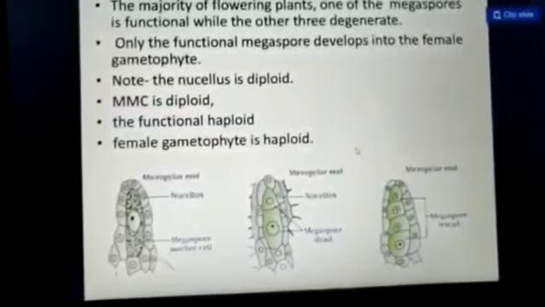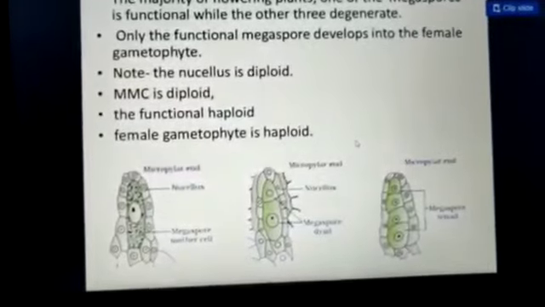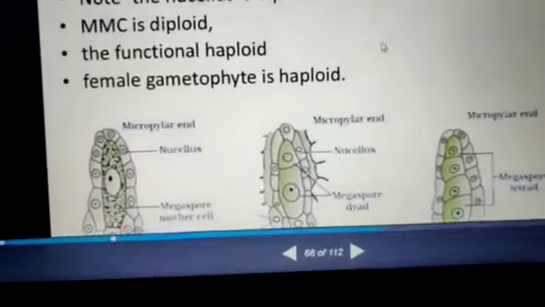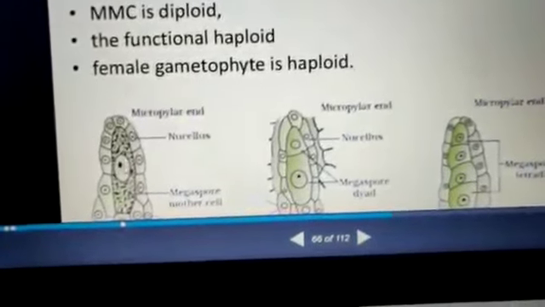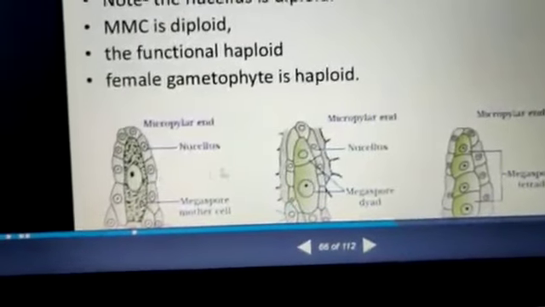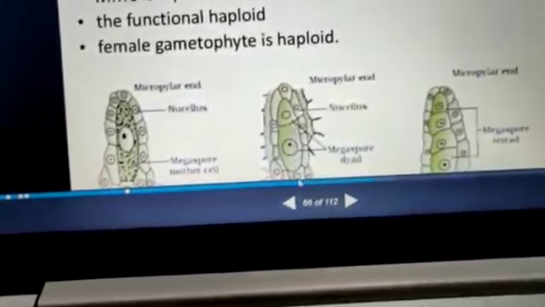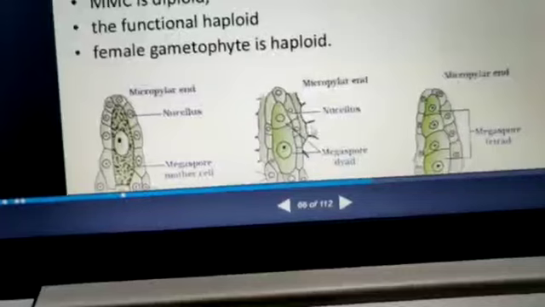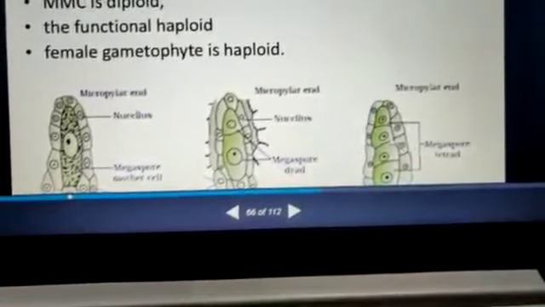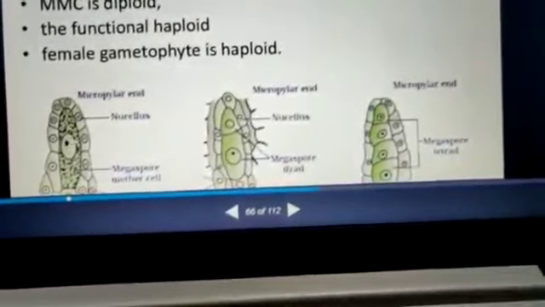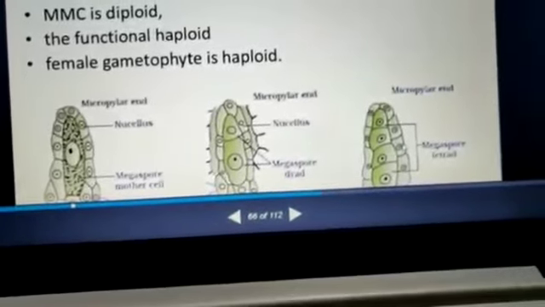The nucellus is diploid, the MMC, megaspore mother cell, is diploid. The functional megaspore is haploid and the female gametophyte is haploid. Now have a look. Now see, this is the micropylar end and this is the nucellus. This is a megaspore mother cell. Micropylar end, megaspore dyad. Dyad means 2 cells are formed and they are covered with the nucellus. And here micropylar end, same, megaspore tetrad. See, this is the single megaspore mother cell. It goes for a meiotic division, 2 cells are formed, then it changes into 4.